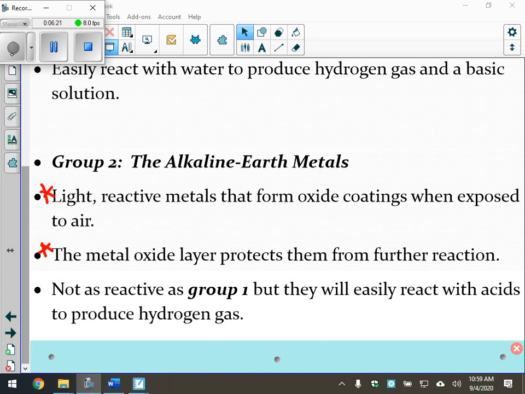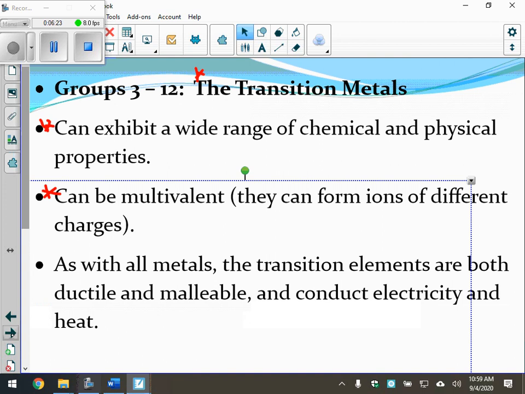Next, groups 3 to 12 are called the transition metals. They have a wide range of chemical and physical properties. They can be multivalent, which basically means that they form more than one charge. So titanium comes in a 3+ and a 4+. This is where we're going to have to write Roman numerals, right? Titanium(III) chloride, titanium(IV) chloride, things like that. We'll do that next week. As with all metals, the transition metals are both ductile and malleable and conduct electricity and heat, which we're going to talk about coming up.